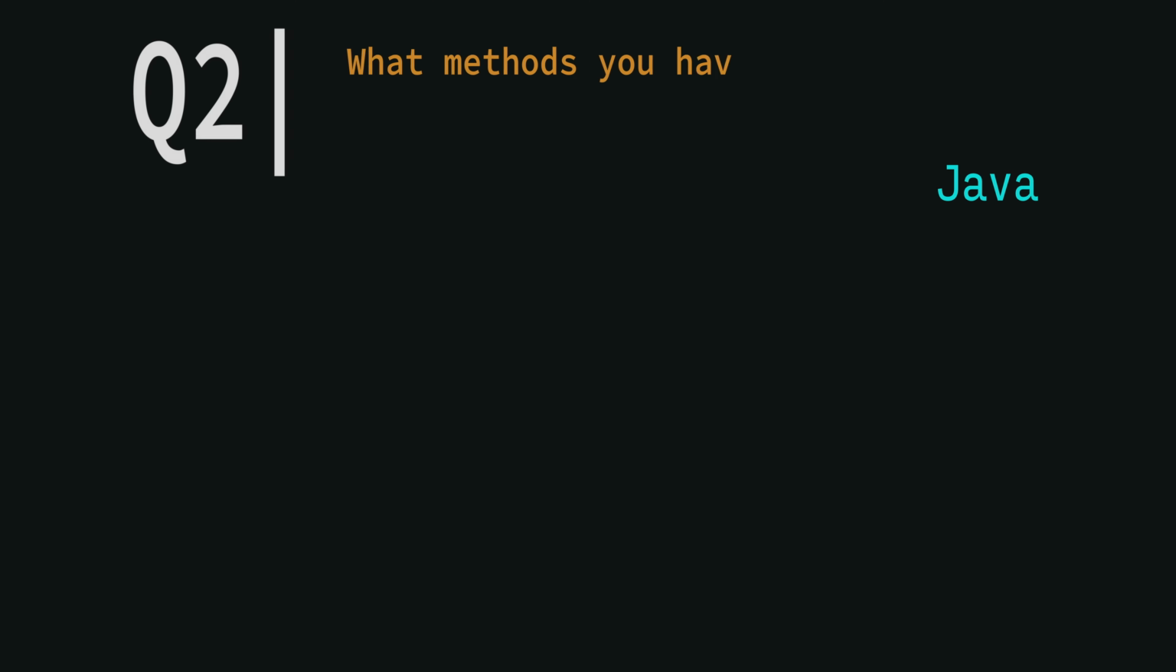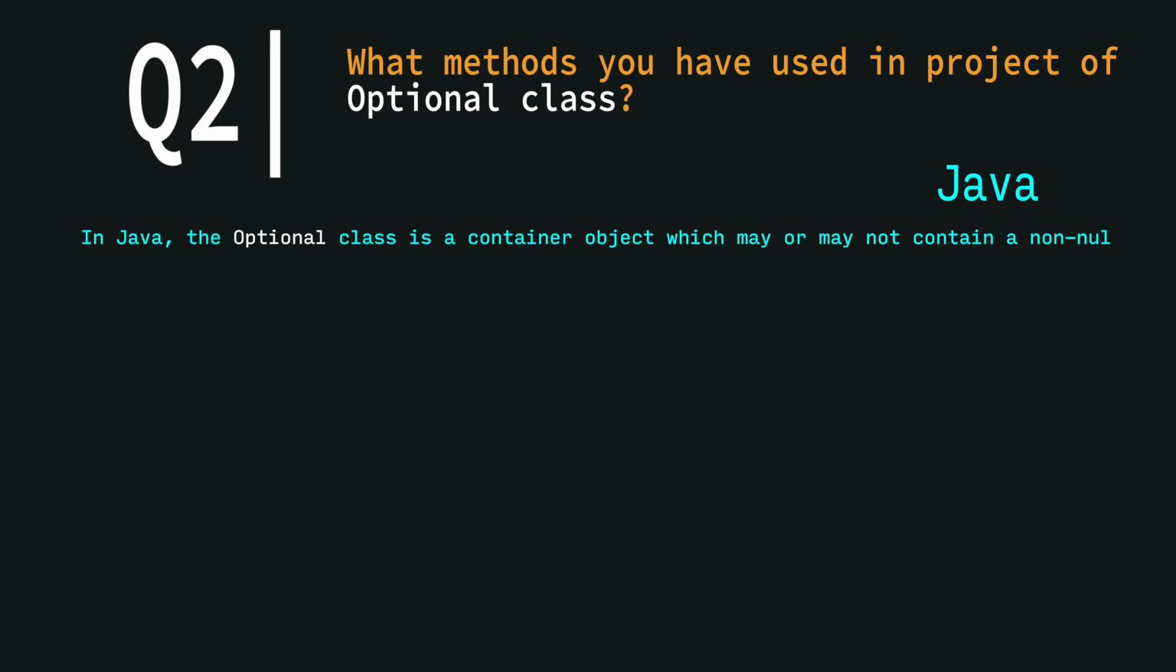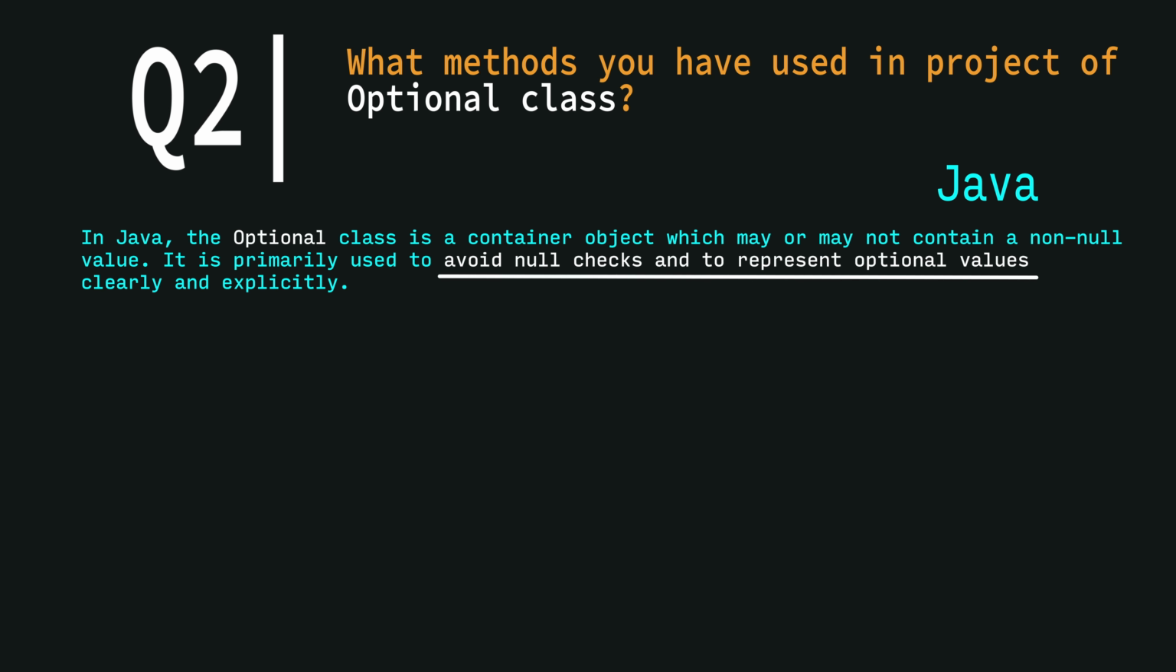Second question from Java is what methods you have used in project of Optional class. I hope you are well aware of this Optional class, right? Actually, this is a container object kind of class. Usually we use this to avoid null checks and null pointer exceptions. So this container object may or may not have null values in it.